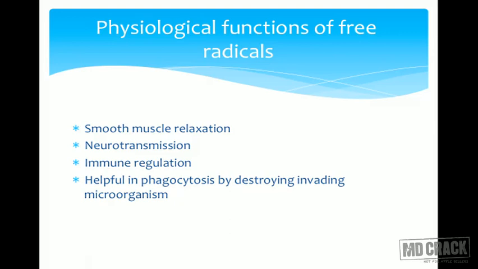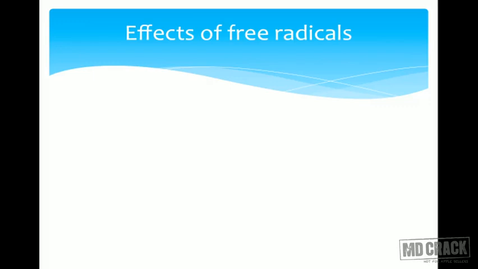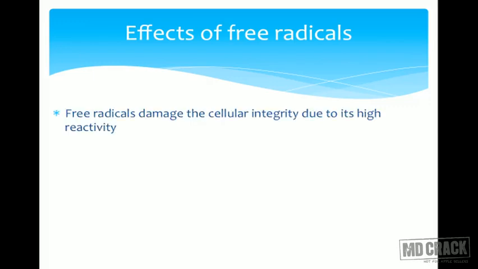So when are they not beneficial to the body? What will happen to them later on? What is happening to all these free radicals? So let us look at the effects of free radicals. Free radicals basically damage the cellular integrity. They can damage a cell. They can cause cell death. They can damage protein. They can damage DNA.